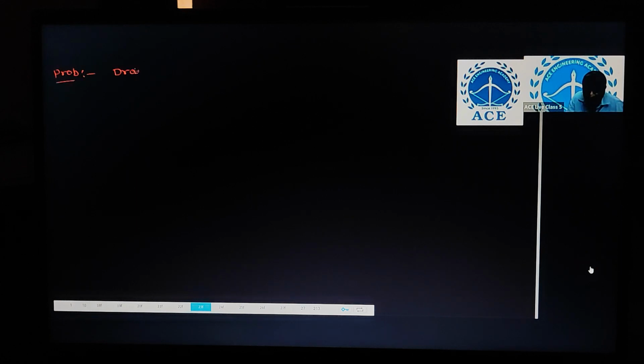Draw the root locus for K by S power 4 minus 1. Come on, do it. Today's date is 22nd, so 8 or 9 days. Now come on, do it, all of you. Sai Krishna, any doubt? Come on, do it.